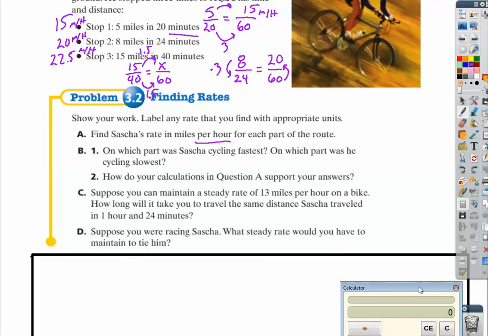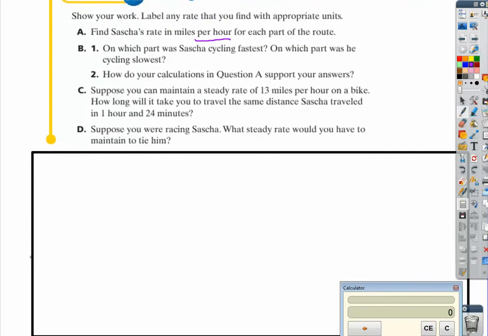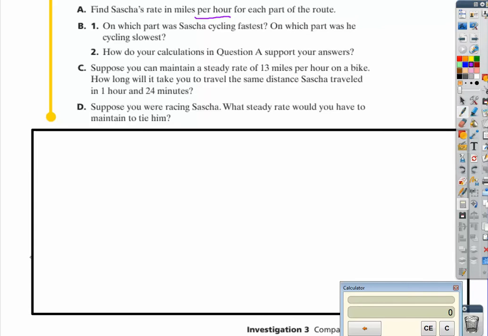So then, all right, suppose you can maintain a steady rate of 13 miles per hour on a bike. How long will it take you to travel the same distance Sasha traveled in 1 hour and 24 minutes? Now, this one is a little trickier. And this is what's been giving generations of 7th grade Connected Math students fits. So let's take some time on this one. So if I'm maintaining a steady rate of 13 miles per hour, I'm going to make a little table just so I have a ballpark answer so I can figure out if things make sense.